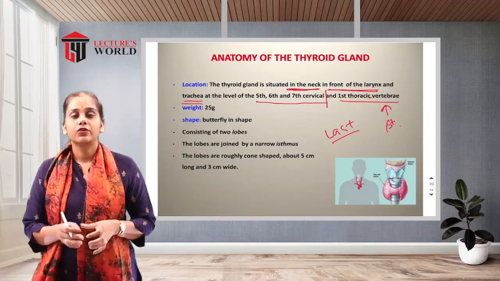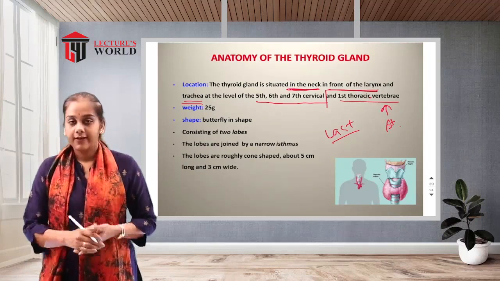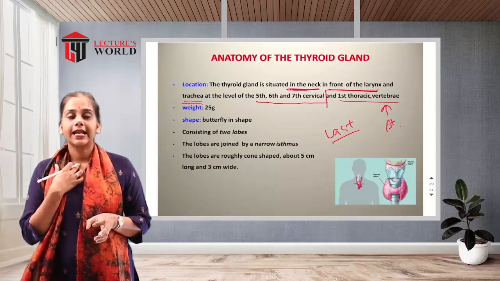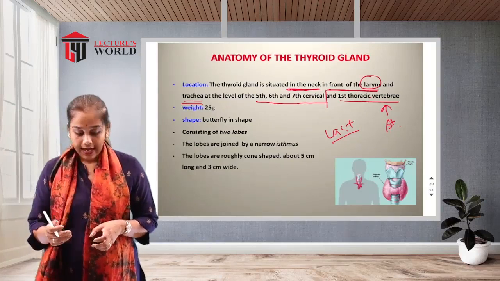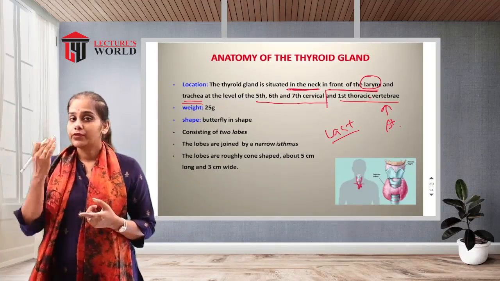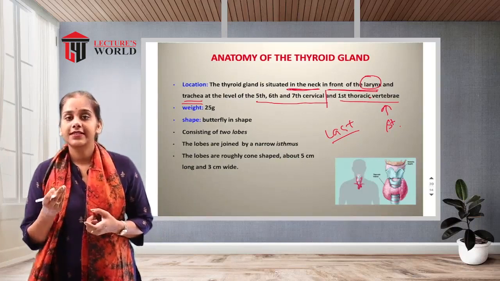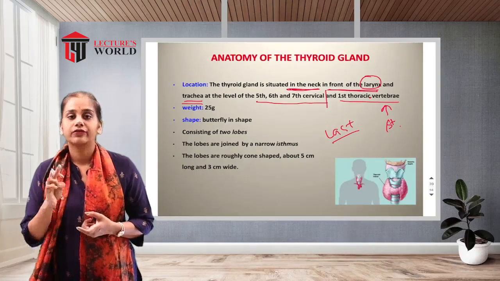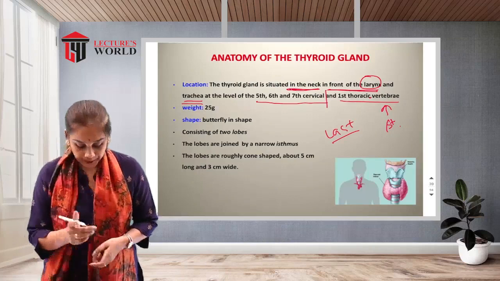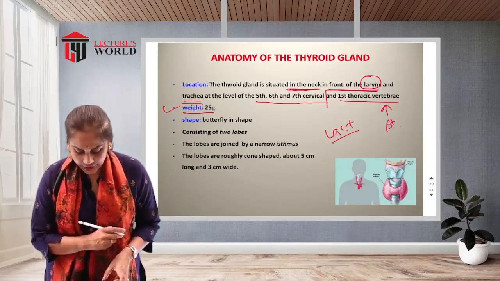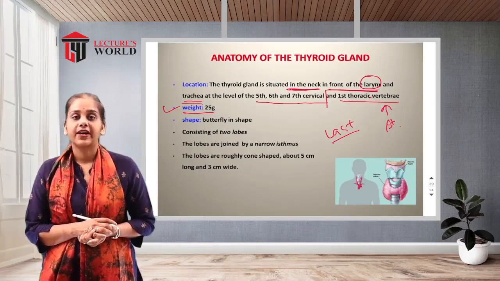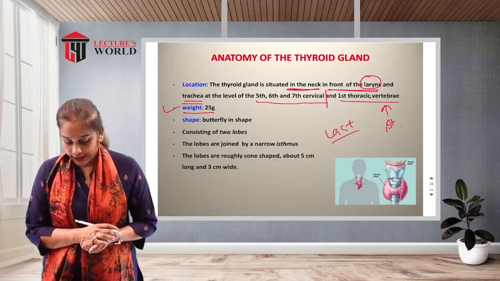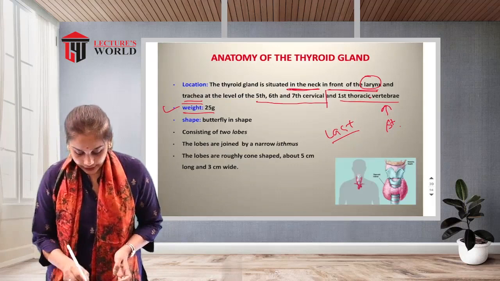So this is the location of the thyroid gland: in the neck area, in front of the larynx and the trachea, and at the posterior side there are the 5th, 6th and 7th cervical and first thoracic vertebra. Now we will see the weight of the thyroid gland, which is approximately 25 grams.